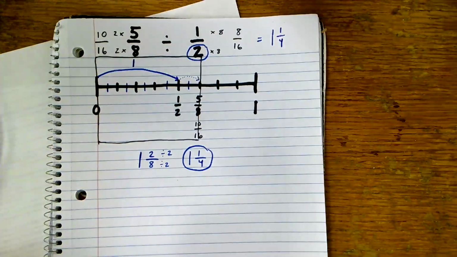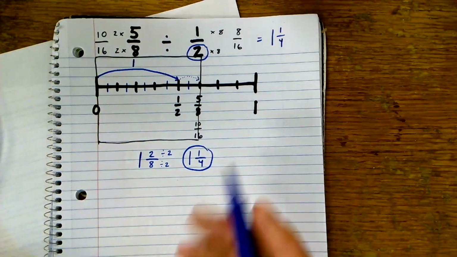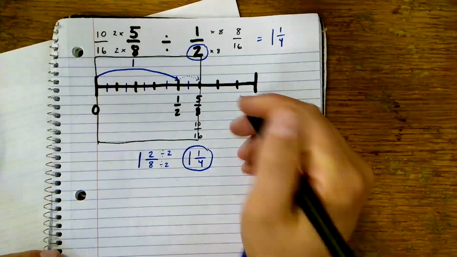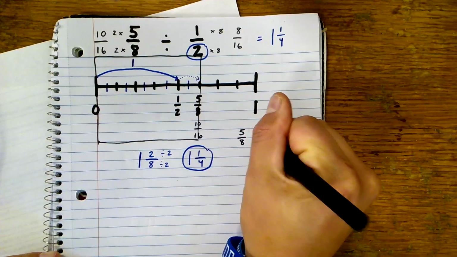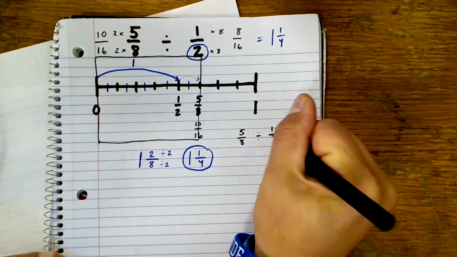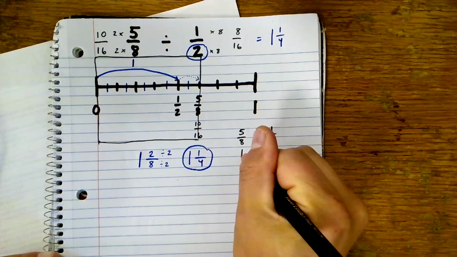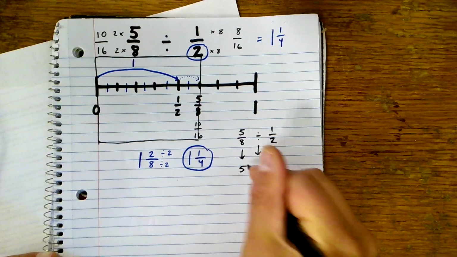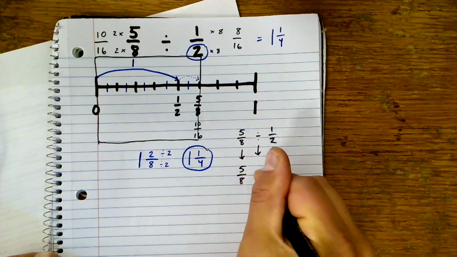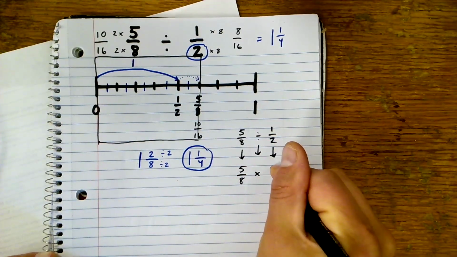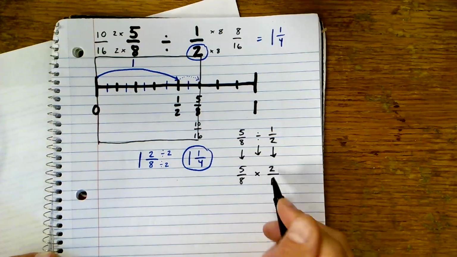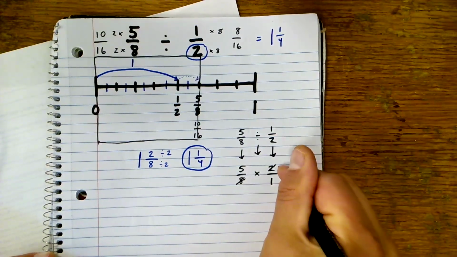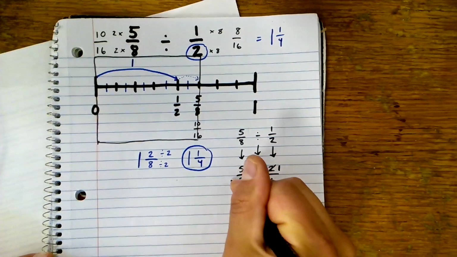Now I'm going to double check that using our standard keep, change, flip method. So over here, let's try it. If I do the keep, change, flip method, 5/8 divided by 1/2, keep this, change this, flip this, and we have 5/8 multiplied by 2 over 1. Then I would simplify on the diagonal, cross simplify. 2 goes into 2 one time, 2 goes into 8 4 times.